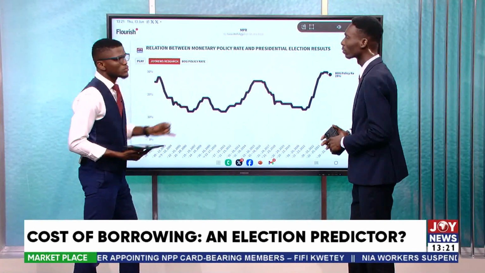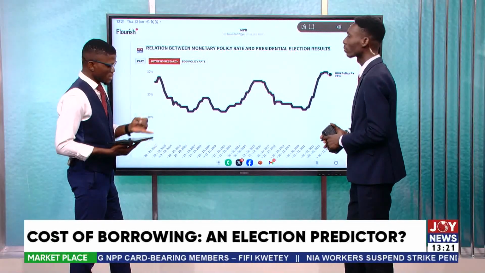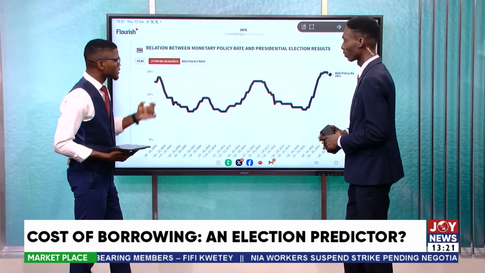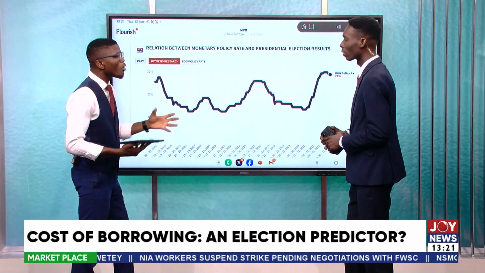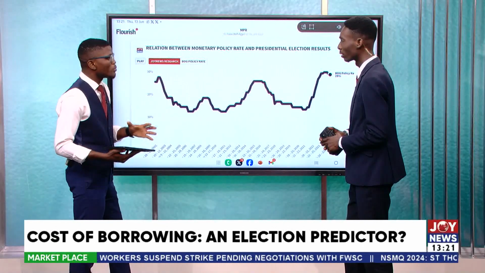Yes, in fact, this tells the story of the economy better than possibly any other indicator, because when it is high, it tells you that there are exchange rate problems. There will be no money in the system because the Monetary Policy Committee, the Bank of Ghana, will be trying to do a mop-up exercise. It means that money supply will be restricted.